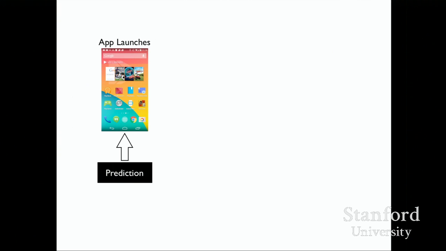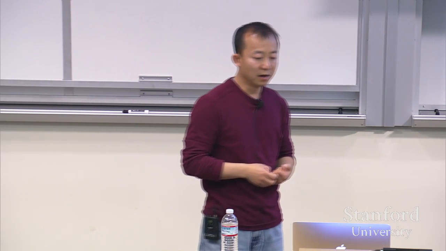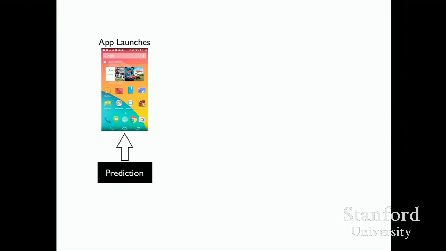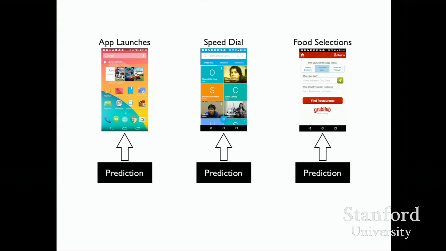Predictions are useful in many cases. For example, we can reduce the clutter of the home screen by only presenting applications that a user is likely to launch next. Likewise, we can predict context for speed dial and dish options for ordering based on the user's past behaviors.